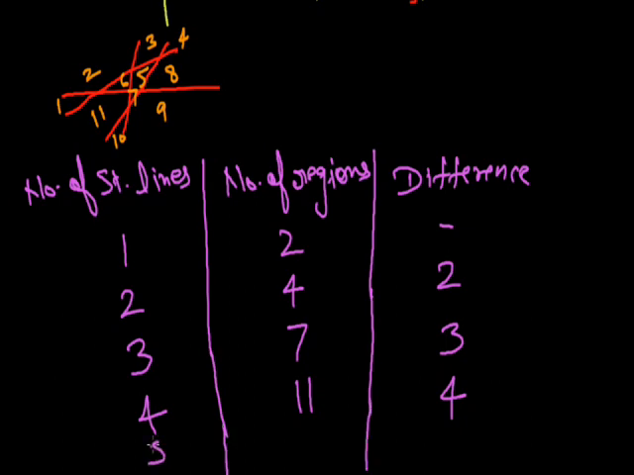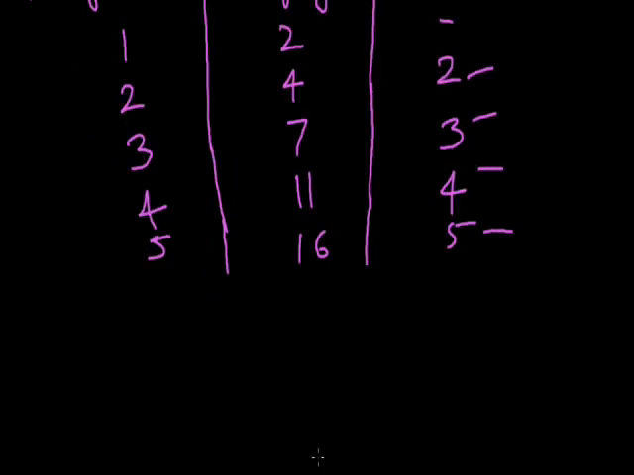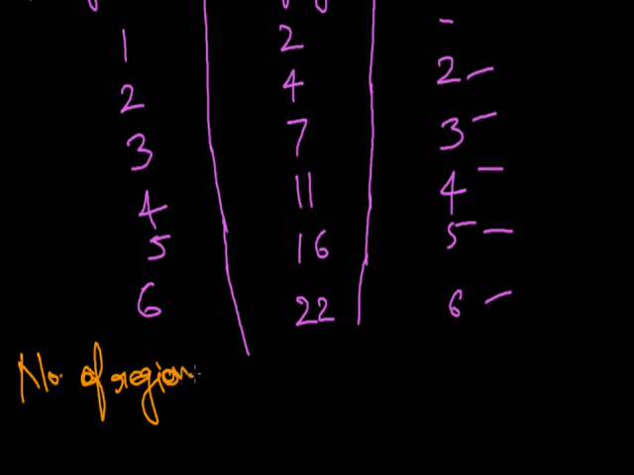Consecutively, if the number of straight lines was 5, then the difference would be 5, as 2, 3, 4, 5. So 5 plus 11 is 16. Again, if the number of straight lines would be 6, then the difference would also be 6, and 16 plus 6 is equal to 22. That means the number of regions would be 22. So we can say that the number of regions that we require is 22.